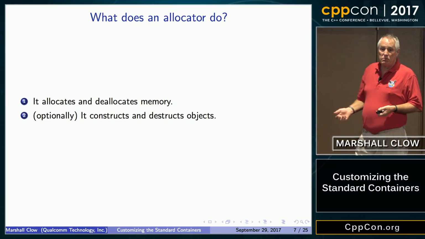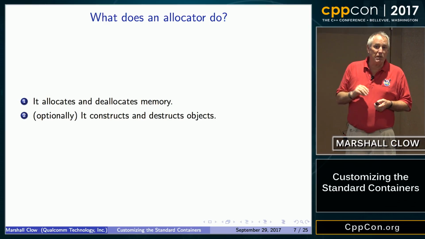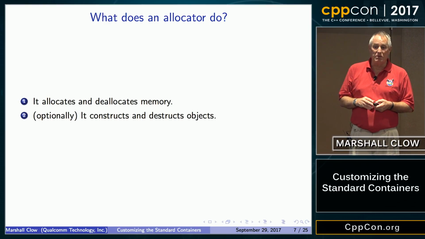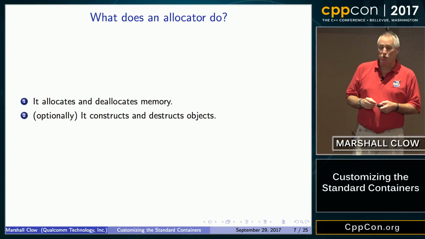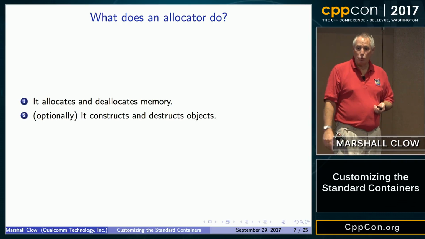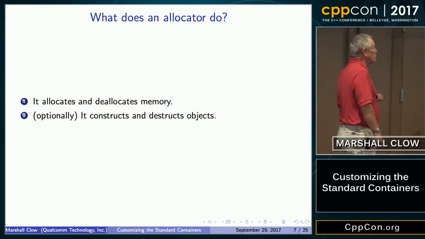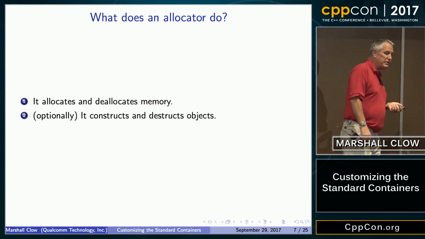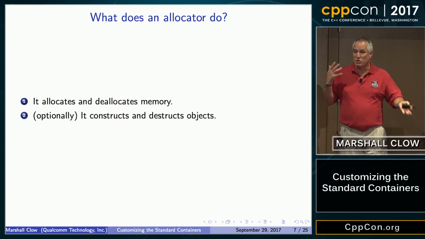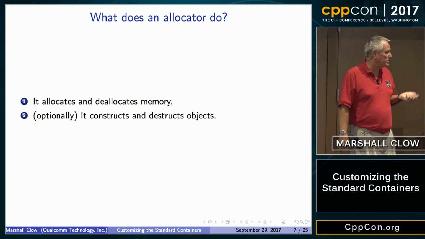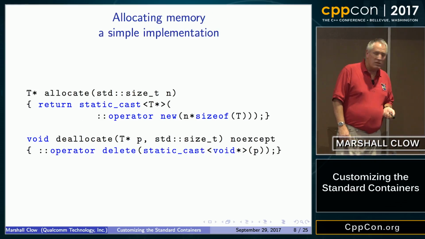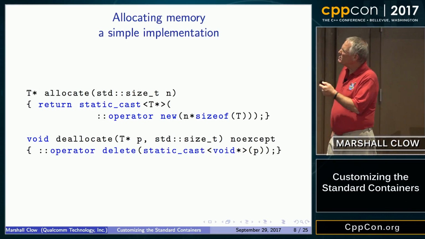If you don't do them, there's a bunch of plumbing in the standard library which will give them default implementations, which are just calls to placement new and a call to the destructor. So if you don't have any special requirements on object construction and destruction, then you don't have to actually do any of this stuff. Okay, so what do these things look like?